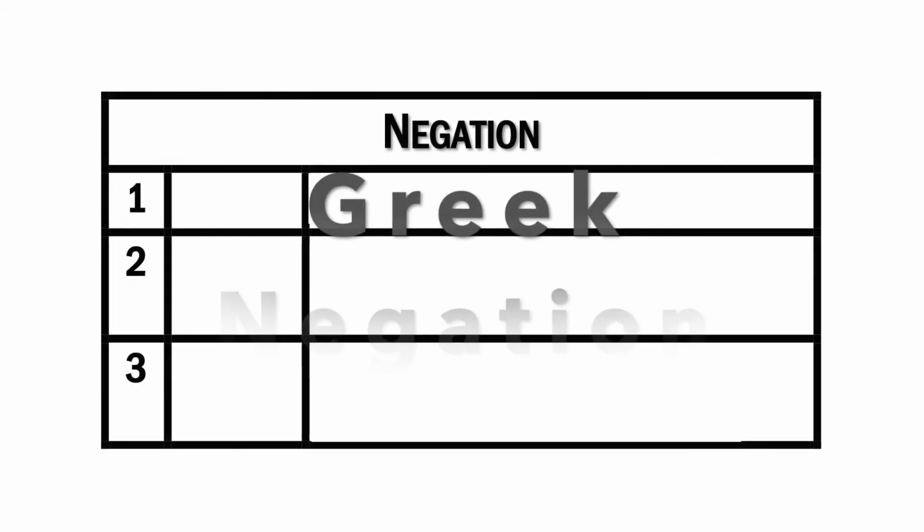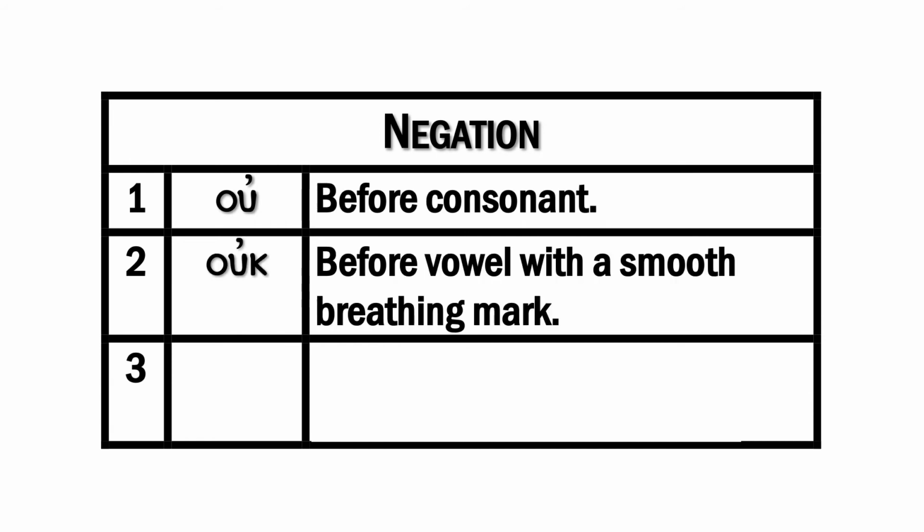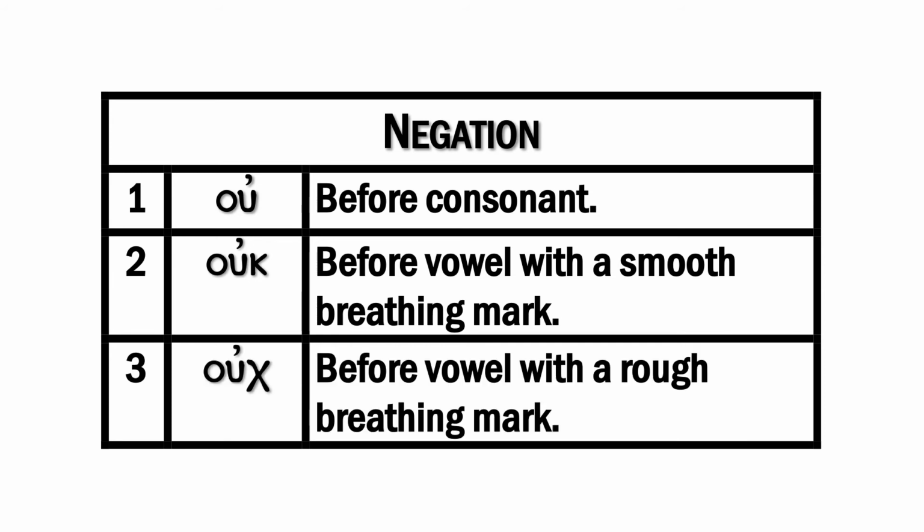Negation in the Greek. Start out with ou, which you put before a consonant. Ouk, before a vowel with a smooth breathing mark. Ouch, before a vowel with a rough breathing mark.